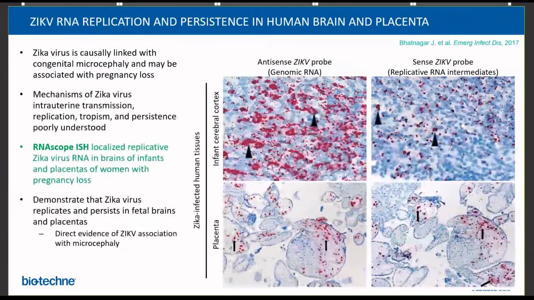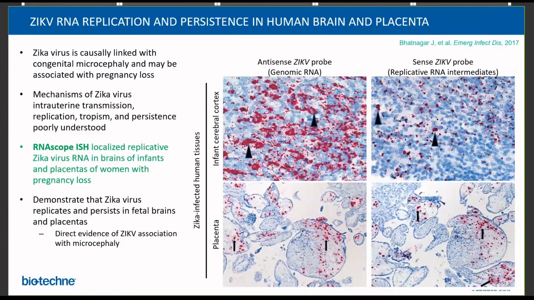Another example that I want to show you, and this is one of the last papers we'll look at in today's presentation, is an example of Zika virus. When the Zika virus outbreak had happened, it was causally linked to congenital microcephaly and also in some cases to pregnancy loss. And so to understand its intrauterine transmission, replication, its tropism, and once again, the persistence of this virus, that is often not studied in detail with some of the other techniques, was really important.